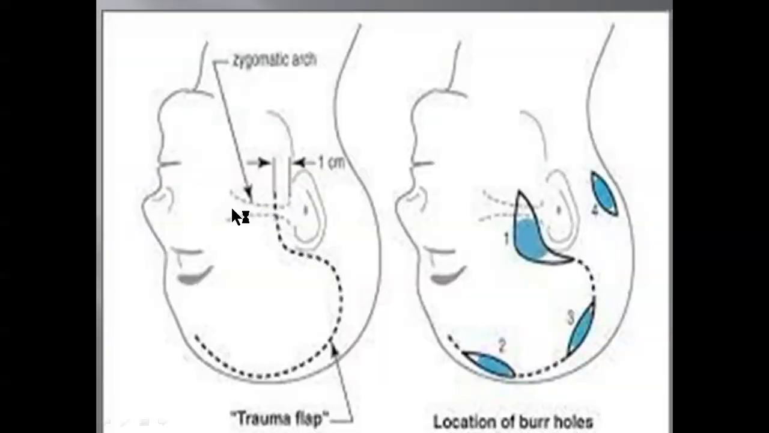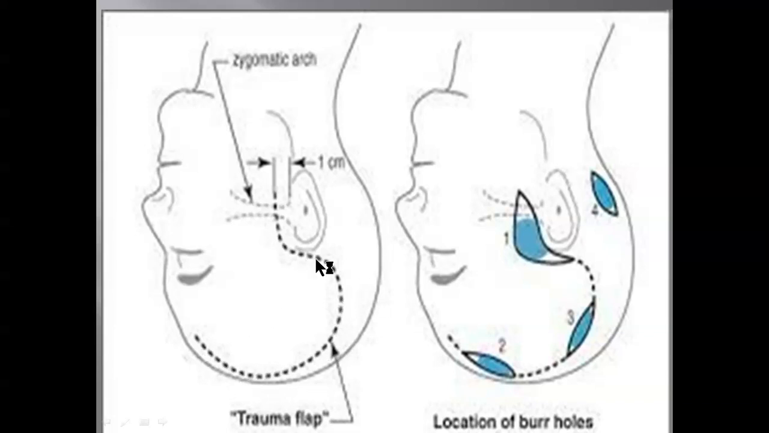Here we have the zygomatic arch. Here we have the tragus, and 1 centimeter. This distance for this skin incision should be 1 centimeter, to avoid that artery over here, and coming like this. So this skin incision is itself just like a trauma flap, you can say.